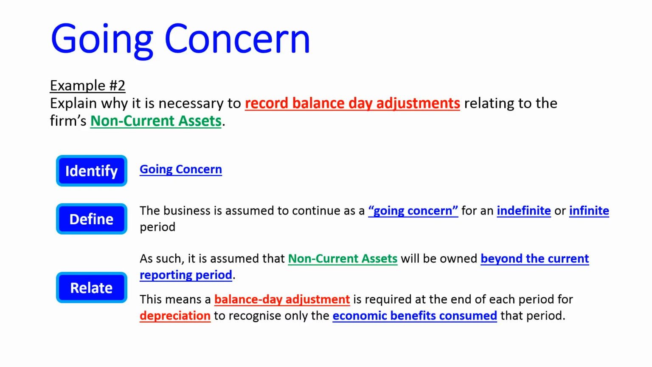And that must mean I've got to make a balance day adjustment at the end of each period. In this case, we call it depreciation, and that'll recognize the economic benefits consumed this period. So I might actually have the car, but it doesn't matter. I'll assume I will in future years, and therefore I just take out a little bit this year called depreciation as my expense.